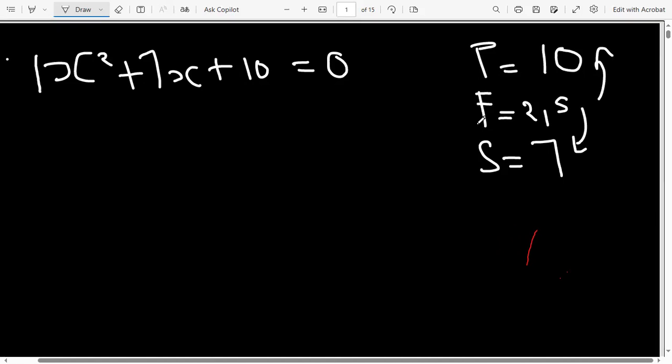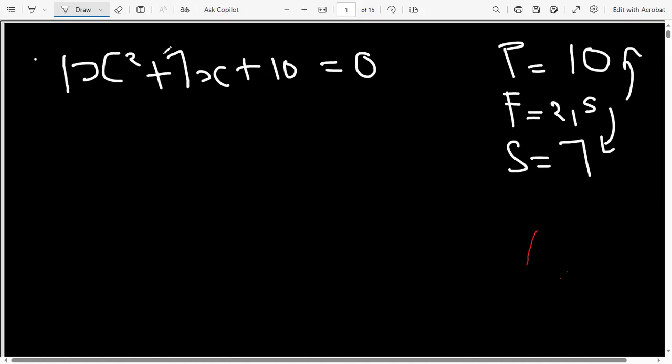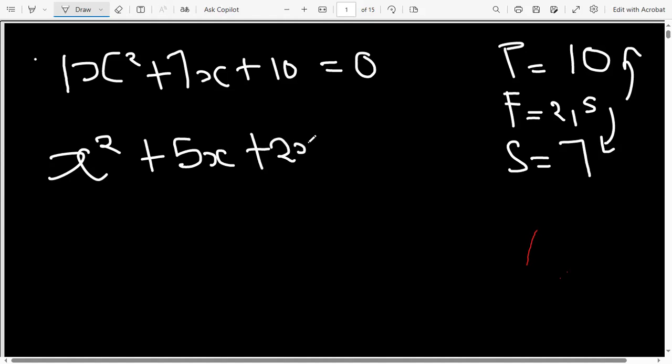So what are we going to do now from there? We are going to write this sum here, the 7, in terms of these 2 factors. So we are going to say x squared plus, this 7x can be written as 5x plus 2x. It's still 7x, but we've just separated it into 2. And then we say plus 10. And this should be equal to what?